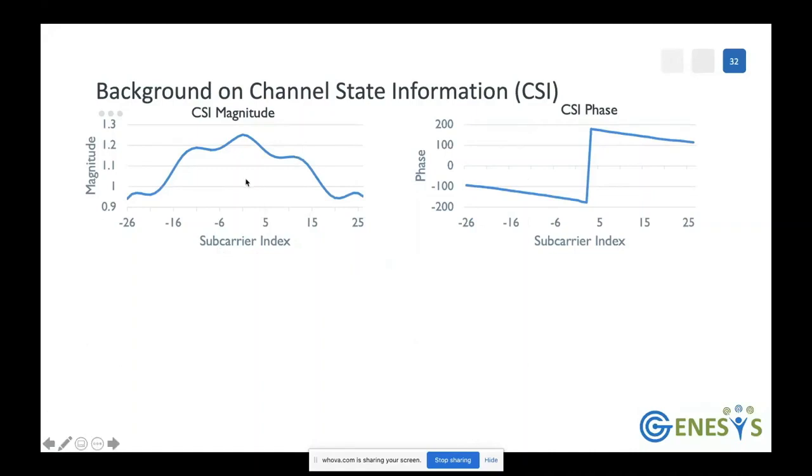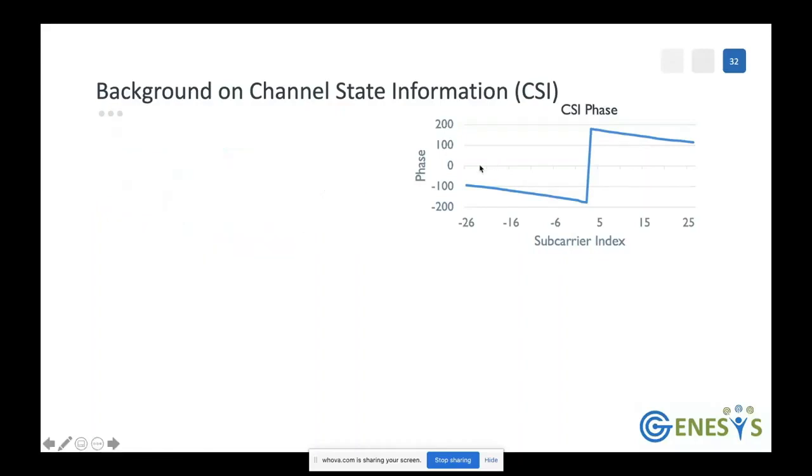As we know, CSI is represented by two things: one is the magnitude and the other is the phase plot. Across the x-axis, we have the subcarrier index. In this case, there are 52 subcarriers. Usually if we have an FFT size of 64, we use only 52 subcarriers. In our case, we don't usually rely on the magnitude plot, so we will only be concerned about the CSI phase plot.